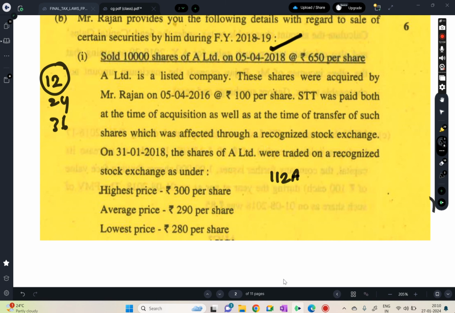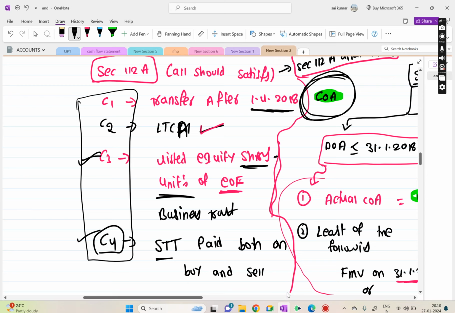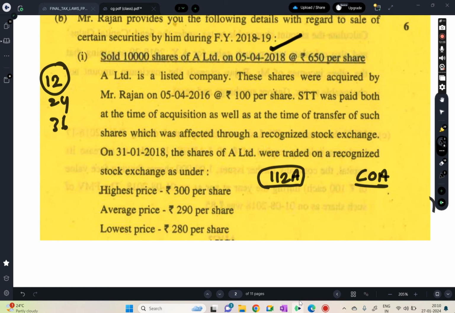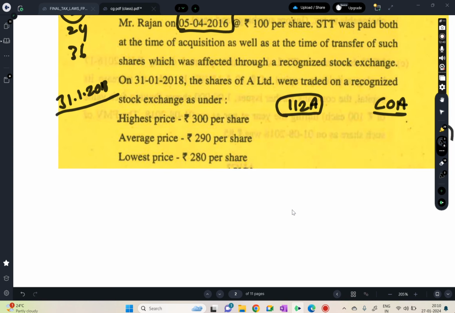If 112A is applicable, what do we need to check? We need to check the cost of acquisition. For the cost of acquisition, again we need to check this part. Is the date of acquisition after 31/1/2018 or before 31/1/2018? When did we buy the shares? We bought the shares in 2016 only. That means the date of acquisition is before 31/1/2018. So we need to take the cost of acquisition as mentioned in section 112A.